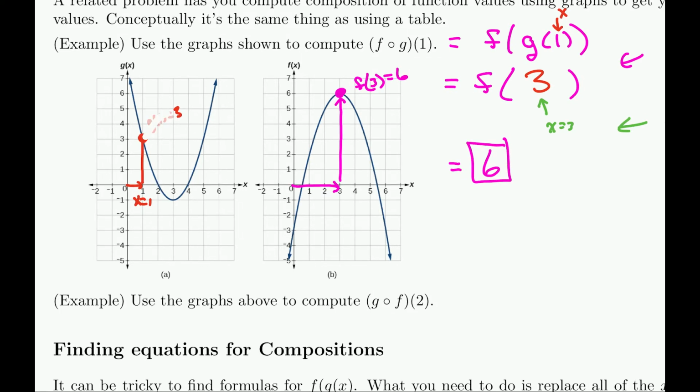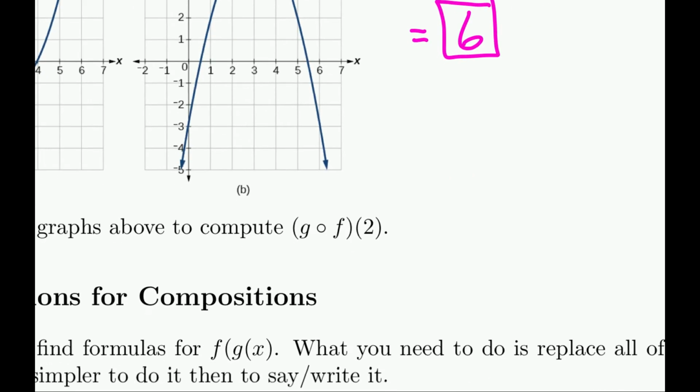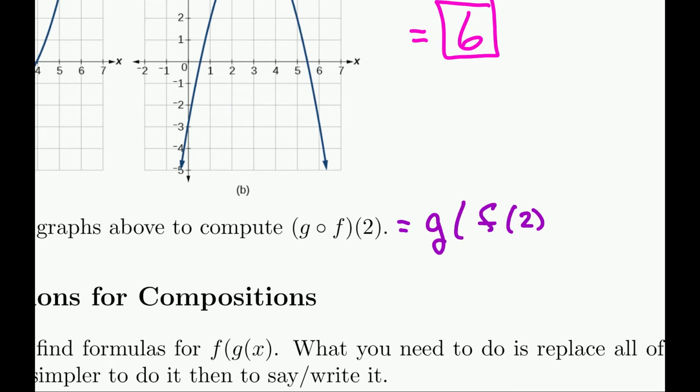Okay, let's just do one more. Won't hurt. This one is g of f of 2. So the first thing to do is to look up f of 2. So we're going to do f of 2.